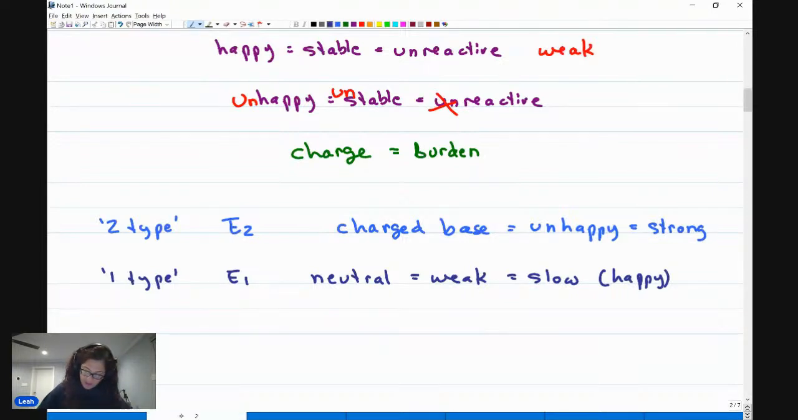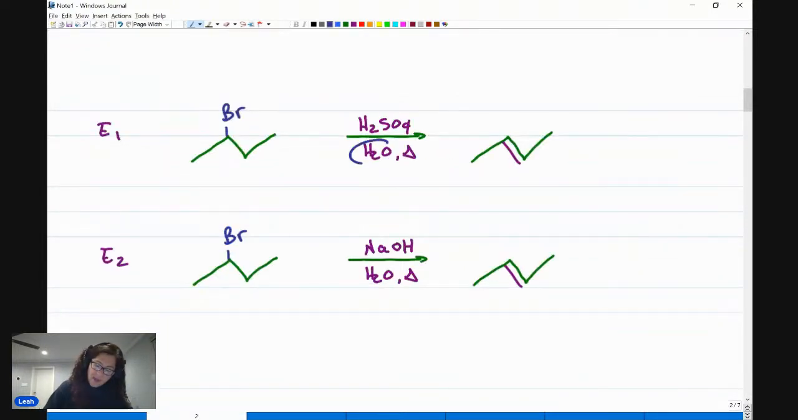So let's look back at the starting example. We had H2O. It's weak. It's neutral. It's slow. It waits for that carbocation. But NaOH is really an OH minus. It is strong. It is negative. It is unhappy and aggressive.